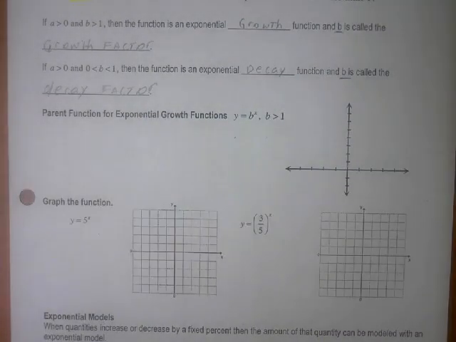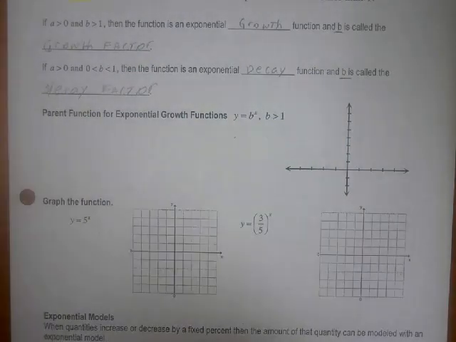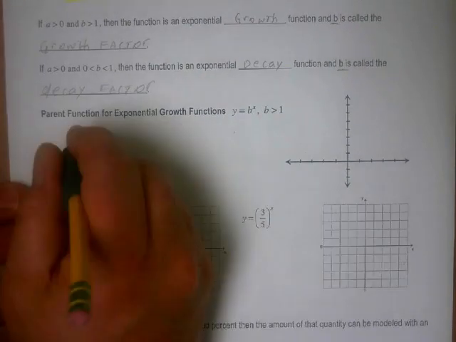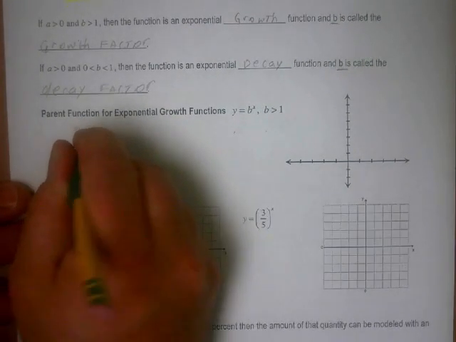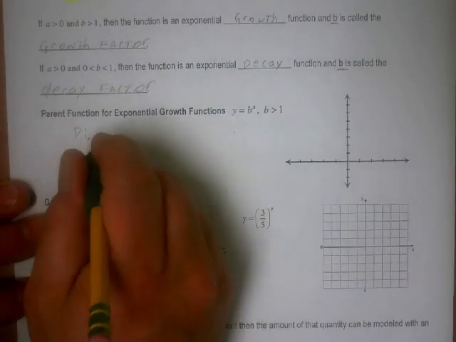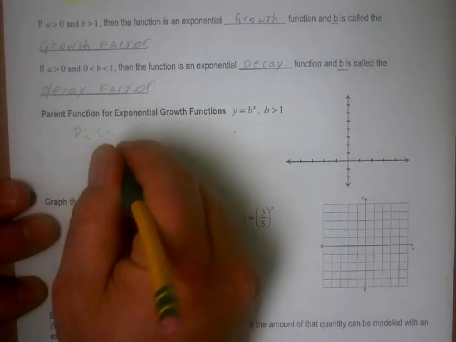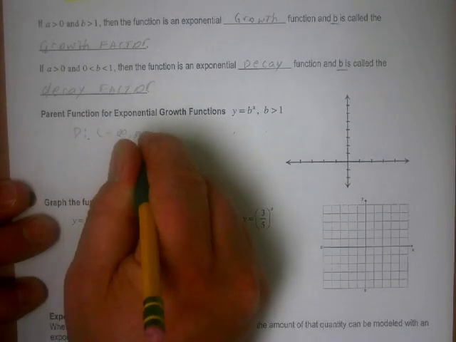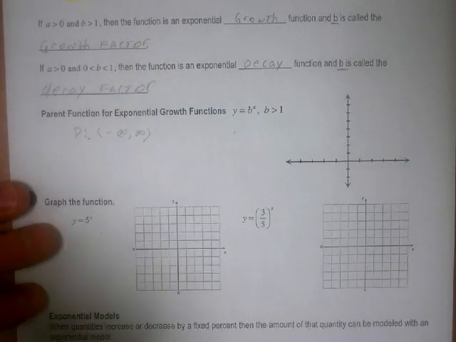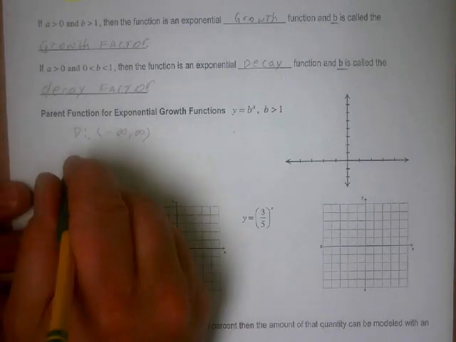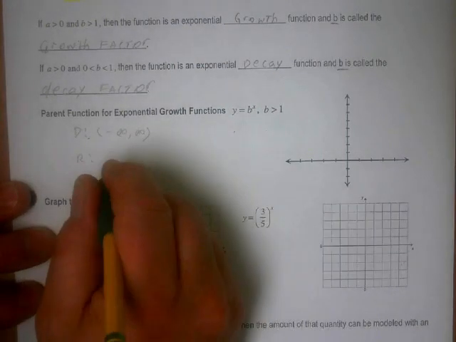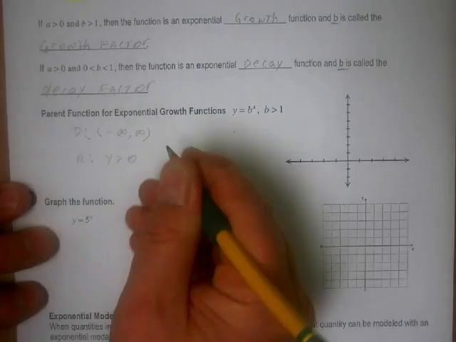Now, the parent function for exponential growth functions is going to be y equals b to the x, where b is greater than 1. Now, a couple things here. Your domain for this parent function is going to be all real numbers, or negative infinity to positive infinity. Your range is going to be y is greater than 0.